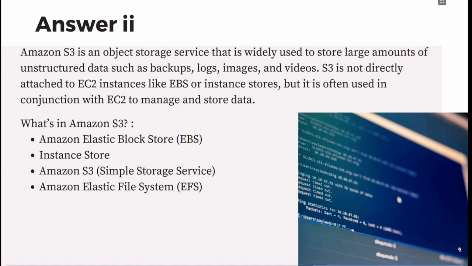Okay, what's in Amazon S3? So these four things are inside the storage options. The first one is Amazon Elastic Block Store. The second one is Instance Store. The third one is Amazon S3. And then the fourth one is Amazon Elastic File System. Okay, done for the answer for question number 2.